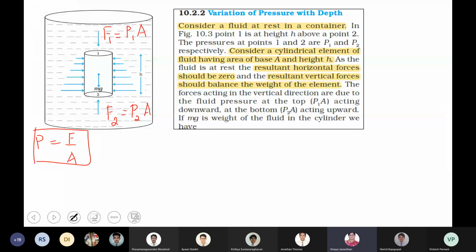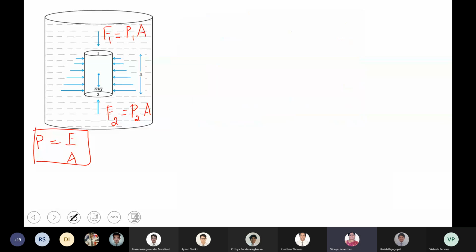Now suppose the next one is variation of pressure with depth. Just write the subheading, variation of pressure with depth. Boys, they will not ask you to derive. Just what you can do is, I need the diagram for this. Just the diagram is enough.